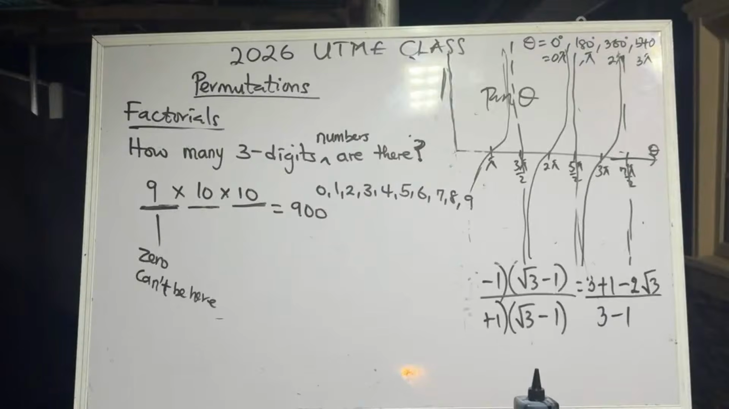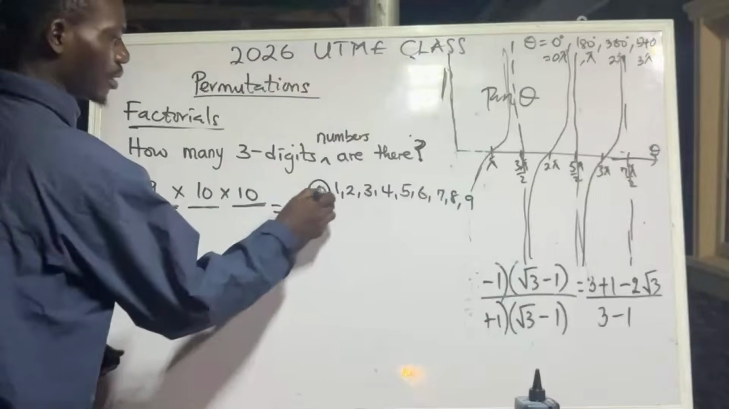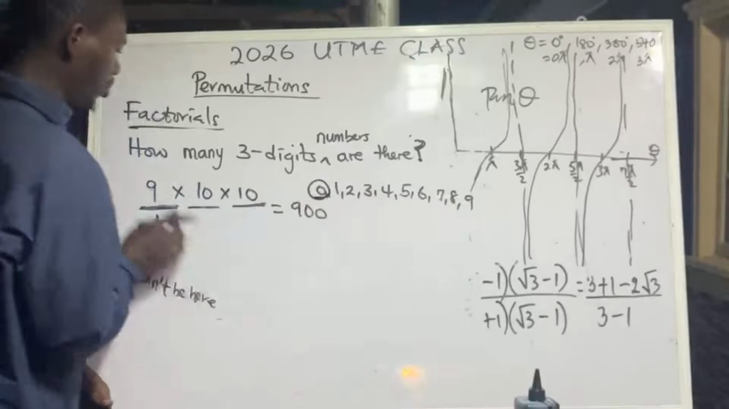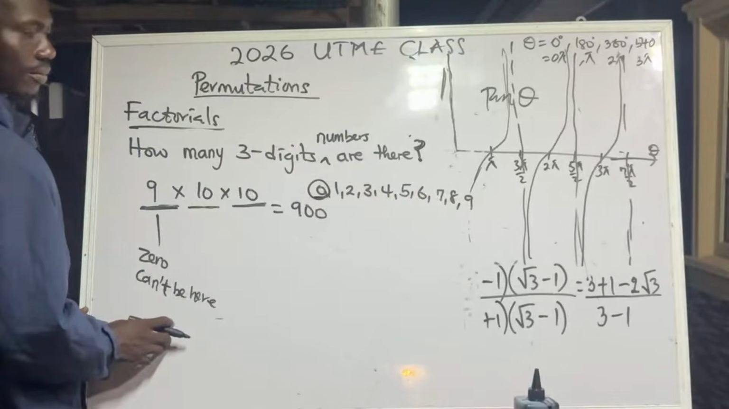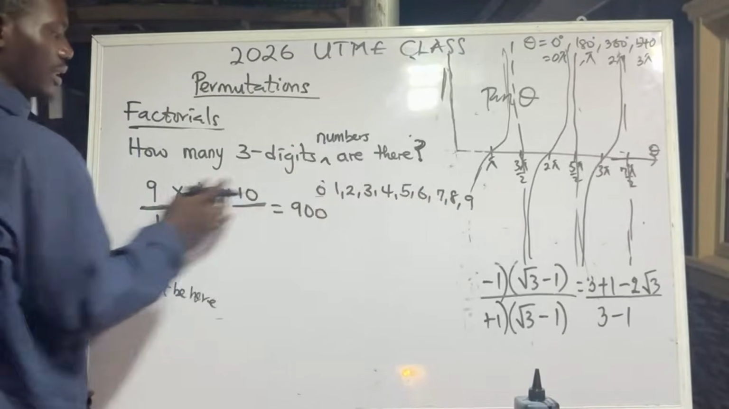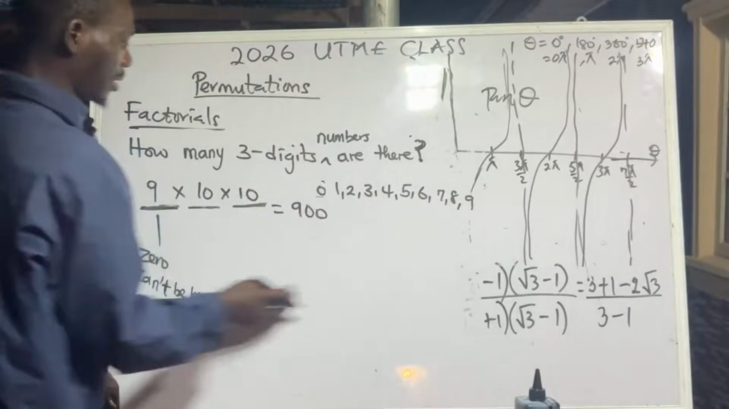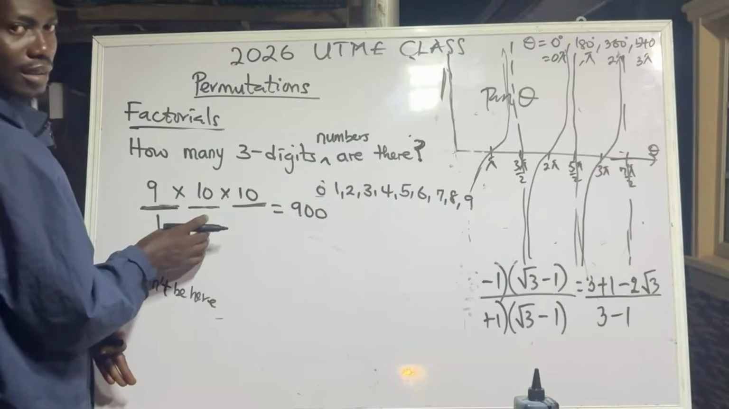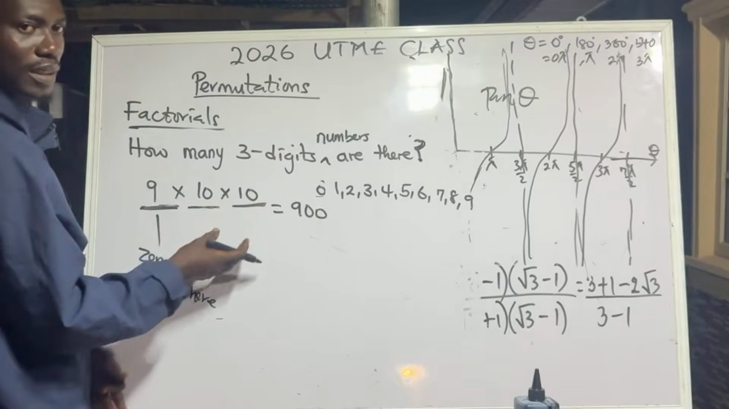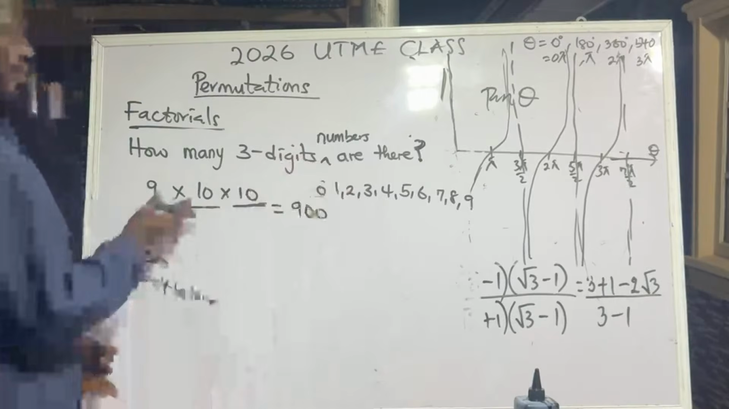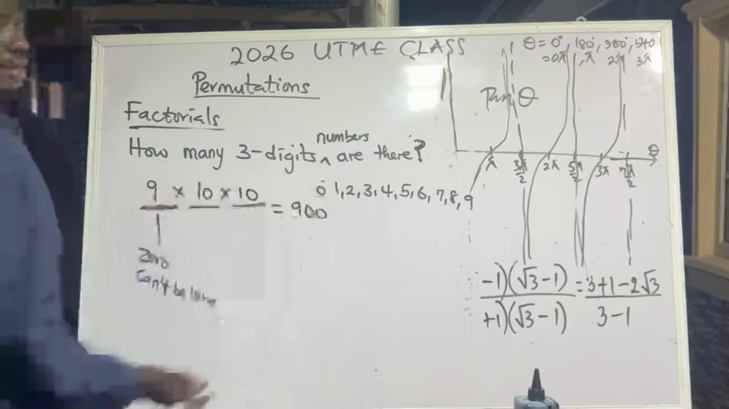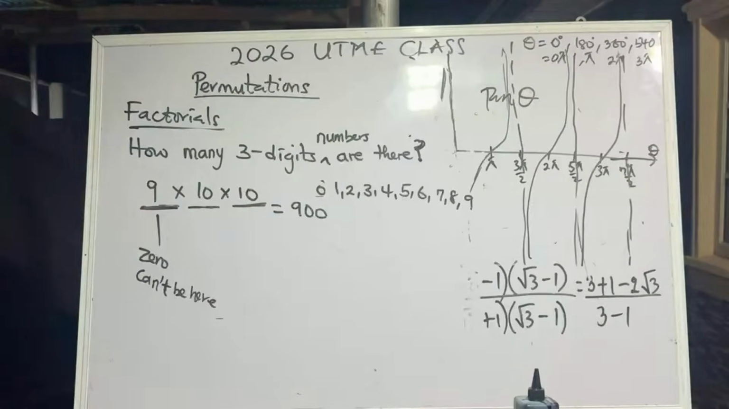I only explained that zero cannot be here. Zero cannot be here. Remove the zero. How many digits can you put here now? 9 digits. Then here, zero can be here. How many digits can you put here? 10. And here? 10 again. So multiply 9 by 10 by 10. It's not something too difficult.